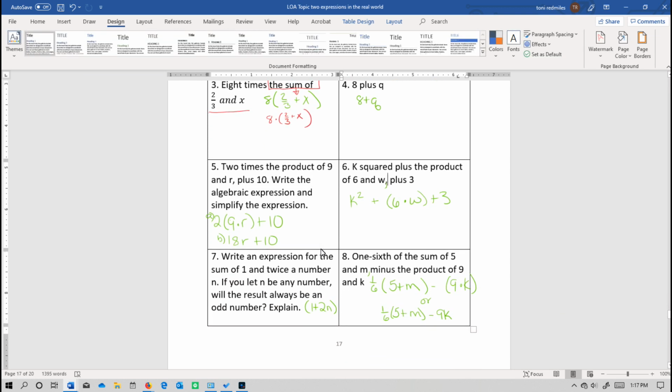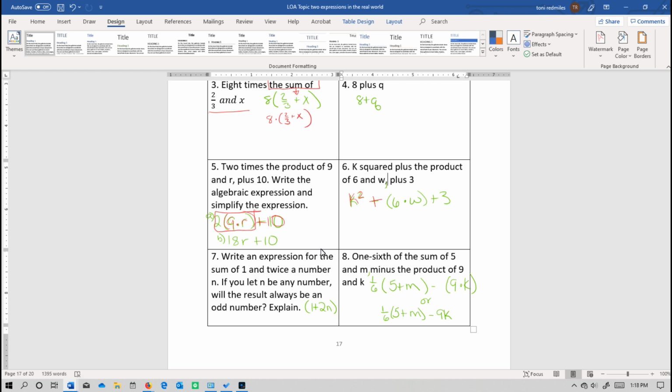2 times the product of 9 and r plus 10. So 2 times, I already have parentheses, so I use that. 9 times r on the inside plus 10. Now it says to simplify that. So when I simplify this, all this together comes out to 18r, and then your plus 10. Can't combine that, right?